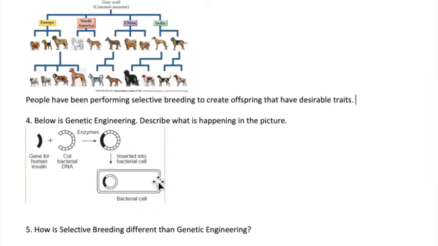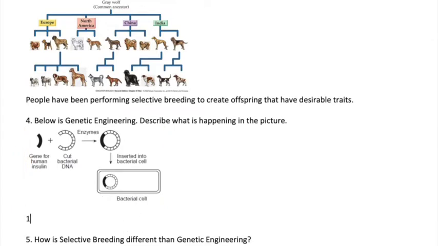What does this mean? Bacteria is reproduced by mitosis. That means all the DNA will be identical in the next offspring generation. That means that one piece of insulin is going to multiply exponentially. It's going to double and double and double. So now we have hundreds and millions of copies of insulin. So what were the steps?